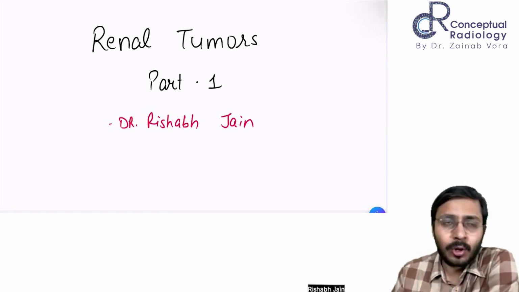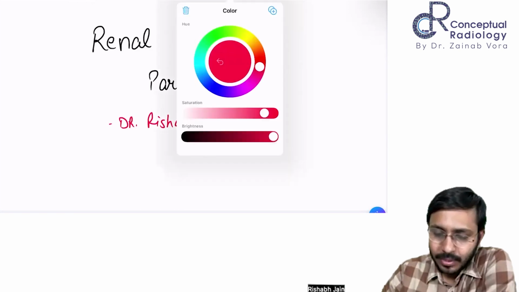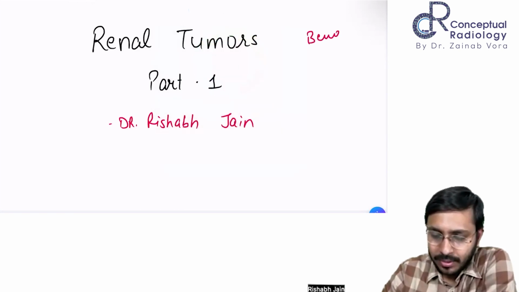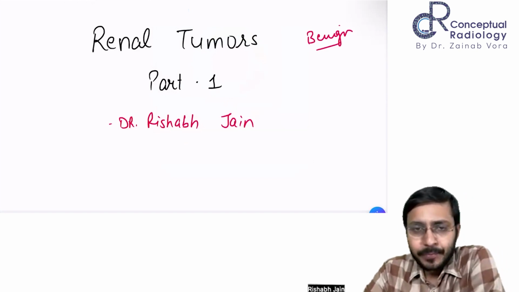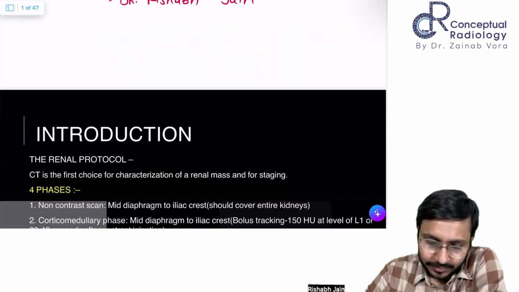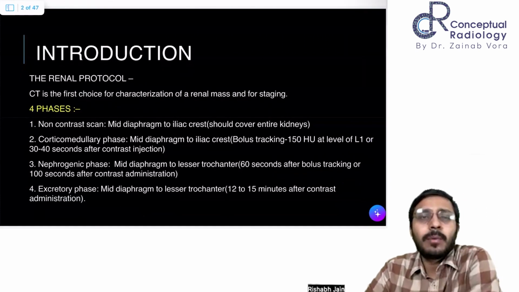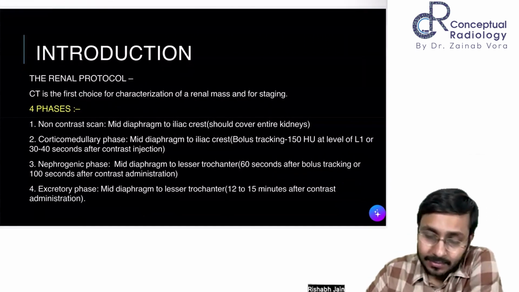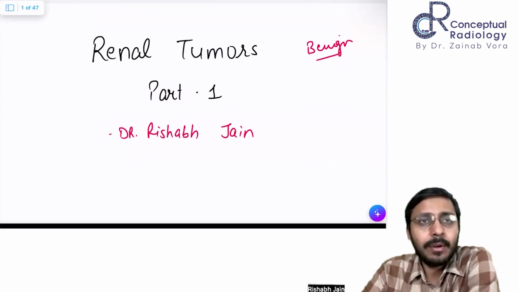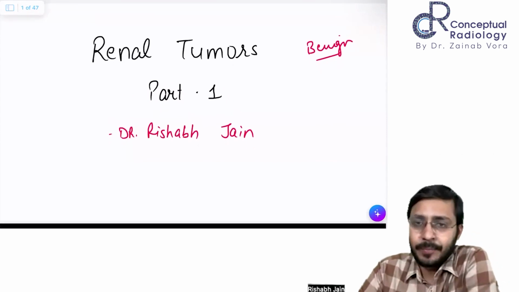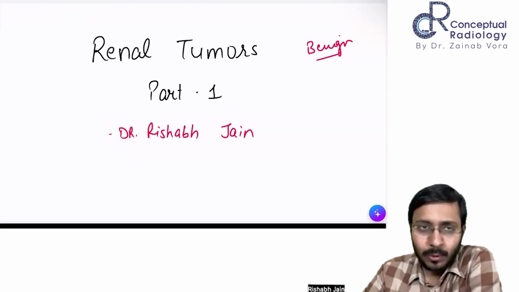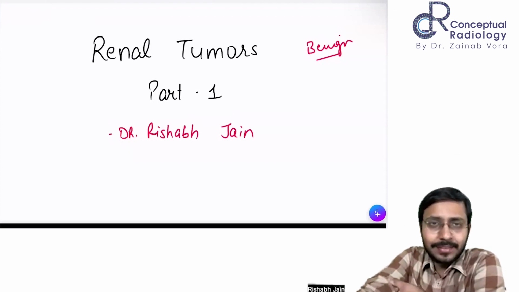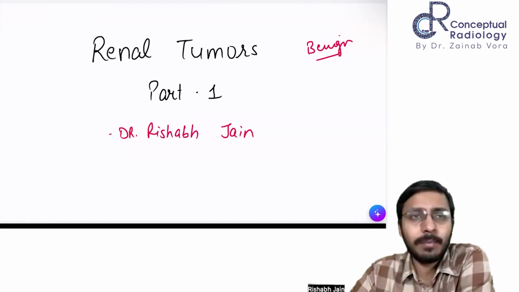So today we'll be talking about the benign renal lesions, and tomorrow we'll talk about the malignant renal tumors. Okay, so let's first start with the introduction. One more thing I want to clarify today is that we'll be talking about solid renal tumors. Cystic renal tumors will be a separate class. I don't want this class to be lengthy, so I've taken cystic renal tumors in a separate class. This is a class on your solid benign renal tumors.